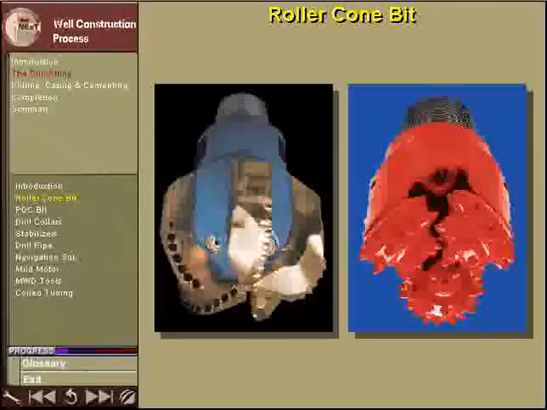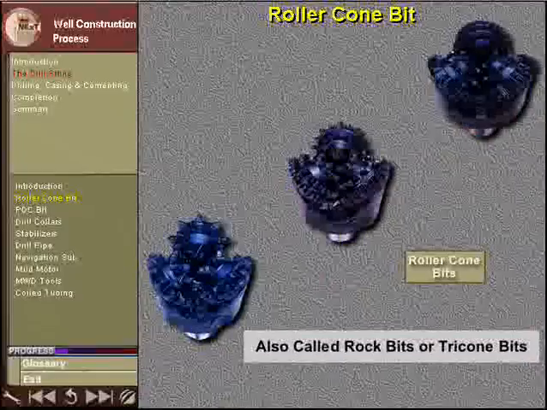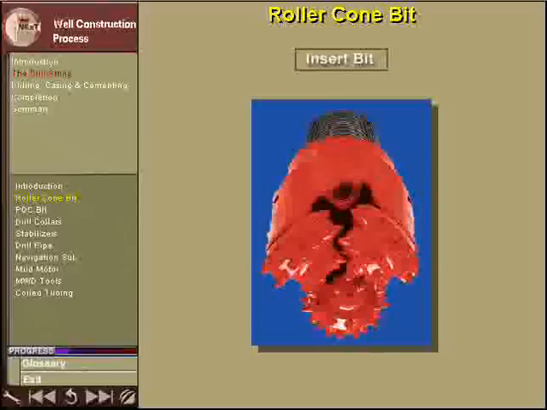There are two main types of drill bits used today: roller cone bits and polycrystalline diamond compact, or PDC bits. Roller cone bits are also called rock bits or tricone bits, and they are the most common type of bit used worldwide. Two basic kinds of roller cone bits are available. One, called a mill tooth bit, has steel teeth which are cut from the cone, and the other, called an insert bit, has tungsten carbide inserts which are set into the cone.